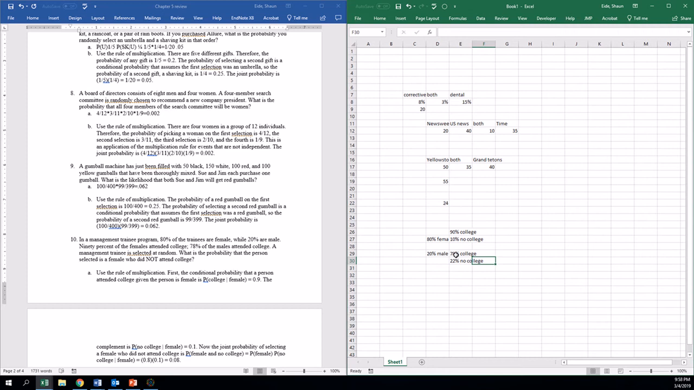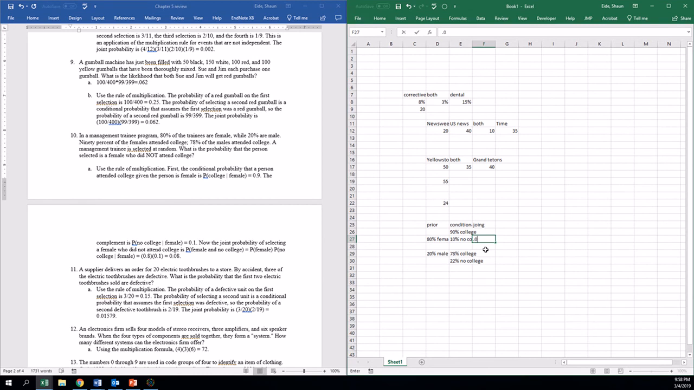So right here, we're doing joint probability. So we have conditional, and we have prior, and so we need to make joint. So what is the probability that an individual selected is going to be a woman, a female who did not attend college? In order to do this, all that you've got to do is do 0.8 multiplied by 0.1, which is going to give you 0.08.